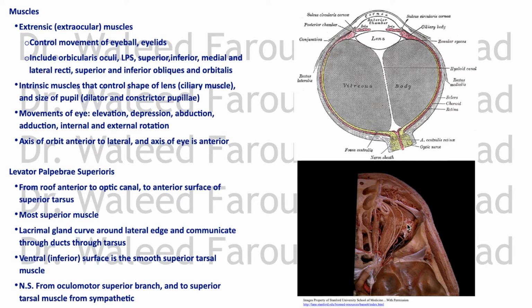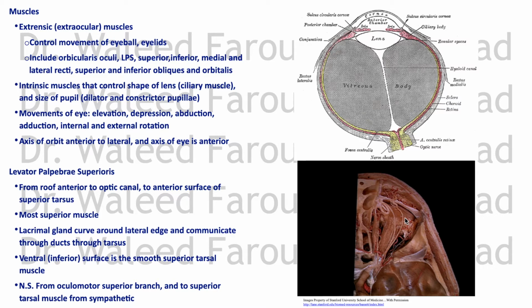Now, also do not forget the relation with the lacrimal gland. The lacrimal gland is in the superolateral area of the orbit, and it curves around the lateral edge of the aponeurosis of the levator palpebrae superioris, and even both parts of the gland are connected by ductules through the aponeurosis of the levator palpebrae superioris muscle. Do not forget this relation with the lacrimal gland.